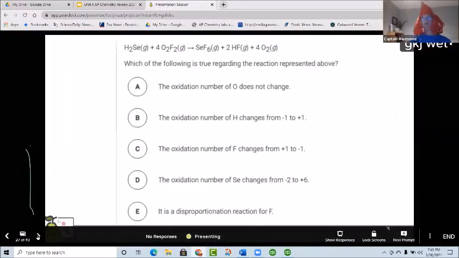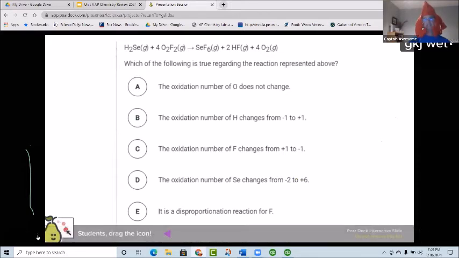So this is about oxidation numbers, right? So it's been a while since you had oxidation numbers. So let's see how well you do, right? So kind of look over the question and see if you can figure out which one is the right answer. Now, if you want to get rid of certain wrong answers, of course you can do that, but you're just going to drag the icon to the one that you think is the right answer. So go ahead and read each answer choice.